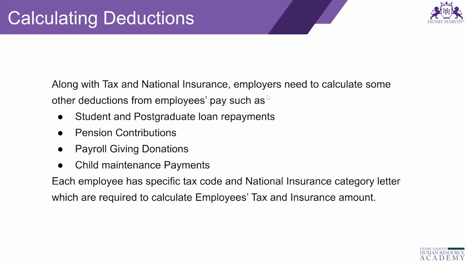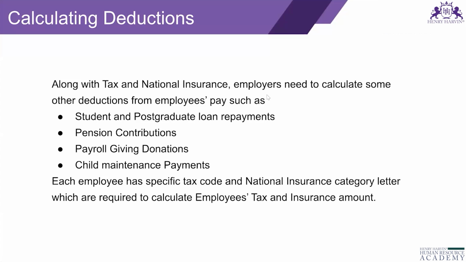Apart from that, there are some other important deductions as well. One is student and postgraduate loan repayments. This is the government loan that is sanctioned during education. Students get the loan, and when they get a job and a salary at the level that is defined by HMRC, only then will this loan start deducting. Otherwise, if the employee's salary does not reach that level, they will not pay.